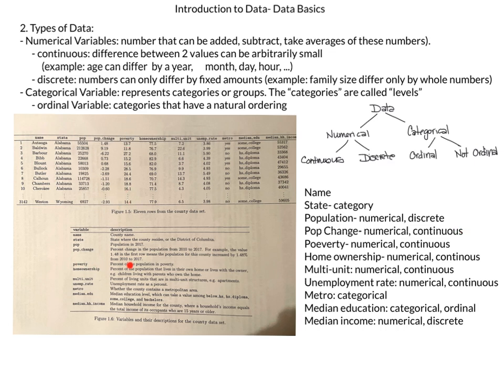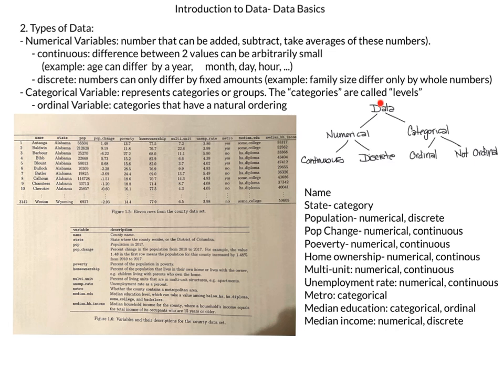Poverty level: poverty is also a percentage. As I said, it's a number. Clearly, you can see it's a number, and it will also be continuous because it is a percentage. Home ownership, another percentage, so that's going to be numerical continuous. Multi-unit, again a percentage, numerical continuous. Unemployment rate, another percentage, numerical continuous.